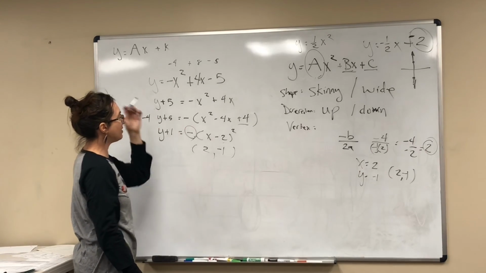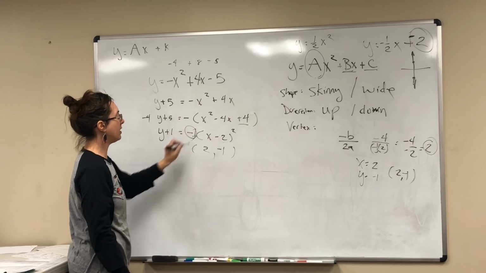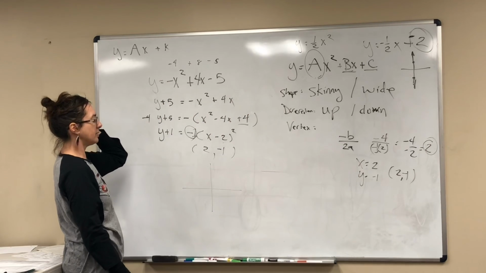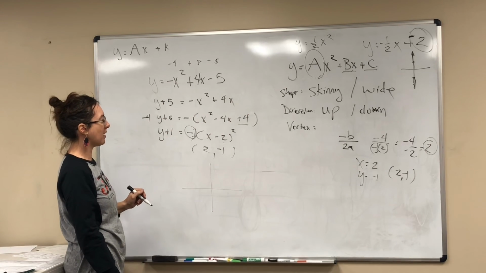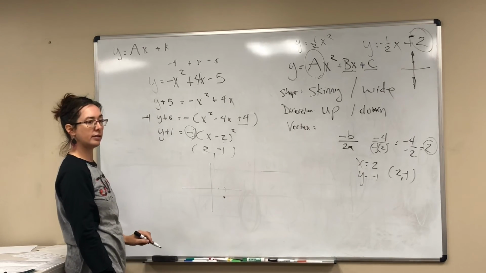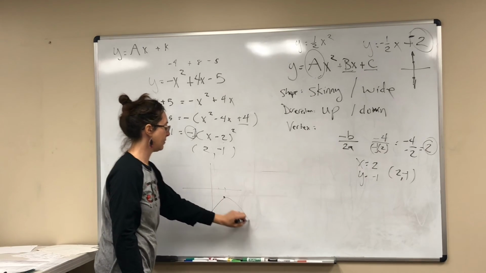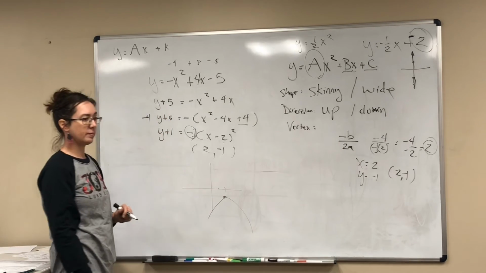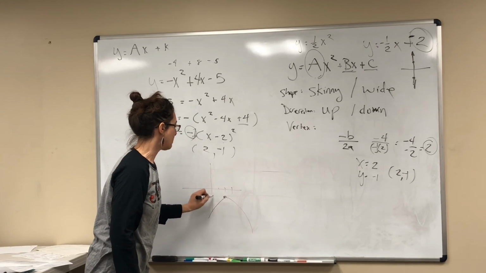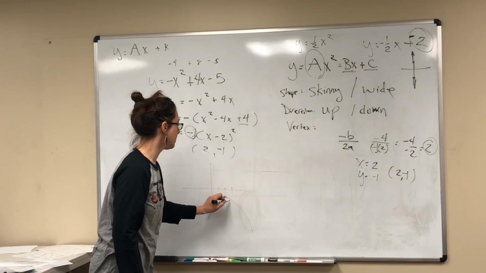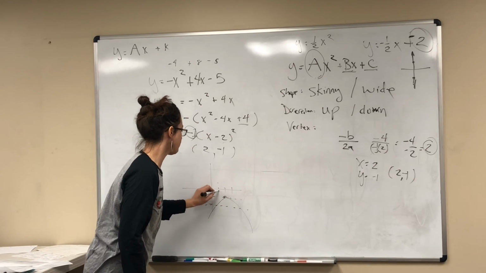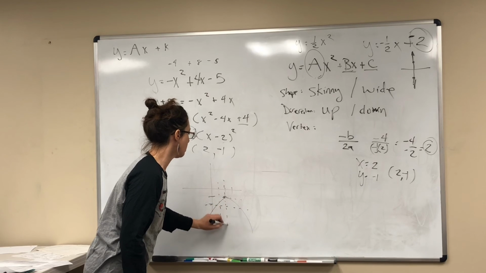Okay, so I have a negative value. I have a negative 1. So is it standard, skinny, or wide? Standard. It's standard, and what direction does it face? Down. And it starts at 2, negative 1. Is the thing 1, 1? Does it go left 1, down 1? Yes.